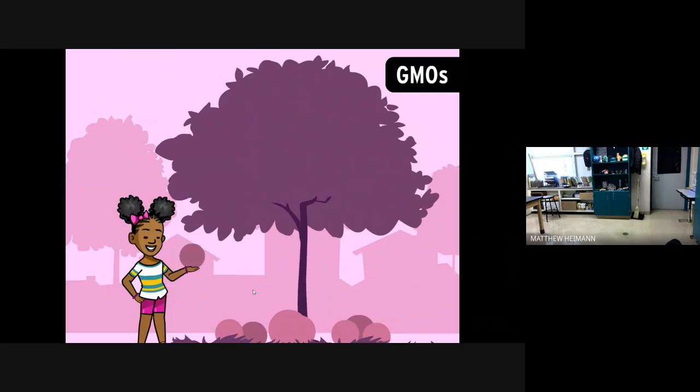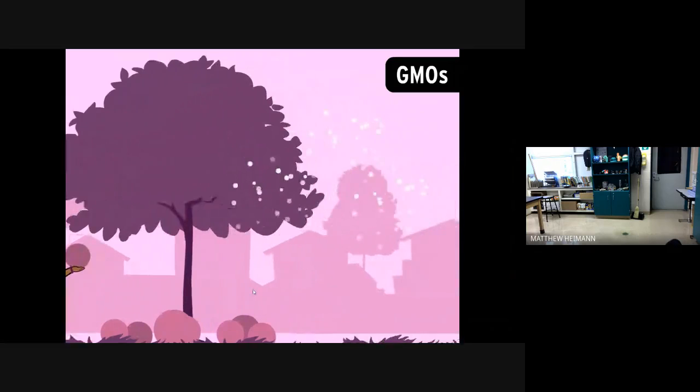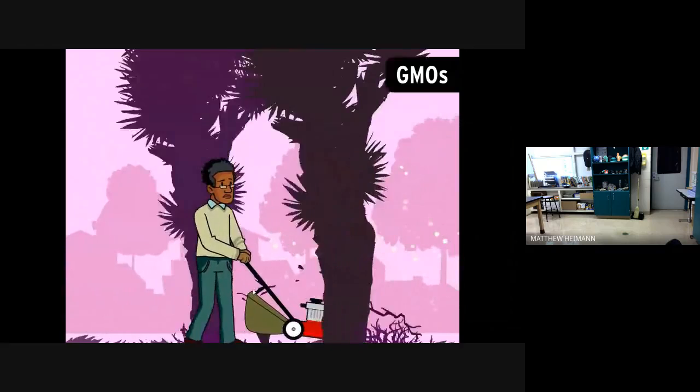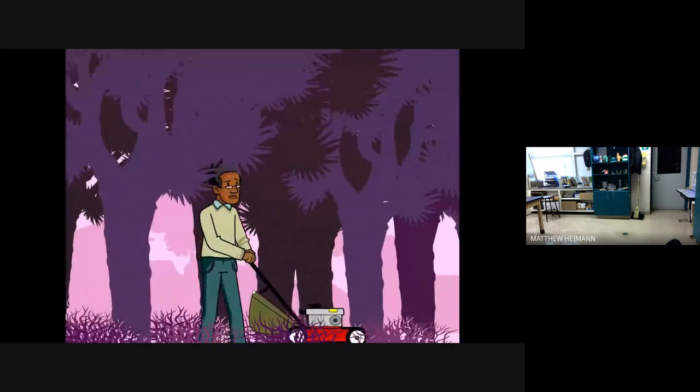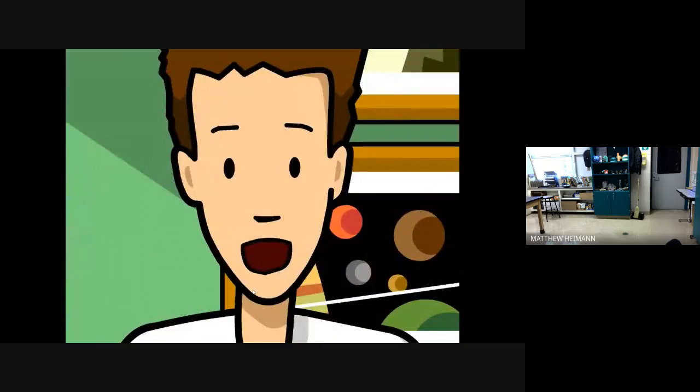Some worry about the damage they might cause to the environment. Like if GMO crops crossbred with plants in nearby fields. That could have unpredictable results. Gene therapy may carry similar risks to our own health. There's still so much we don't understand about DNA, so we need to be careful with these new technologies.